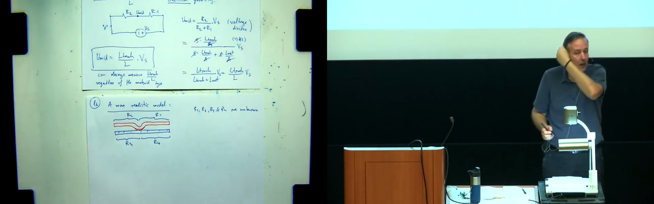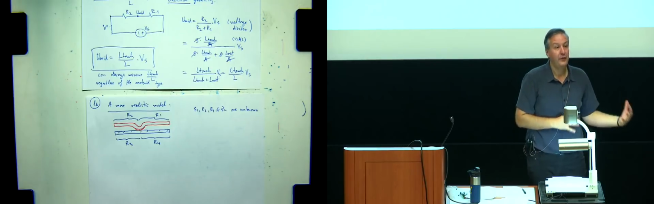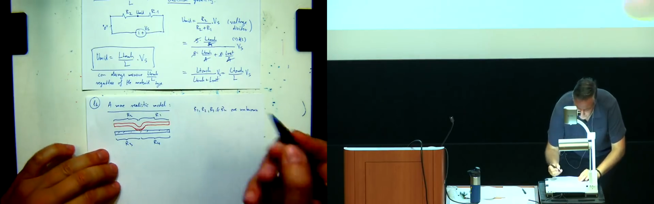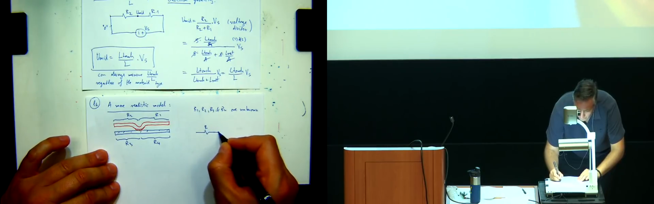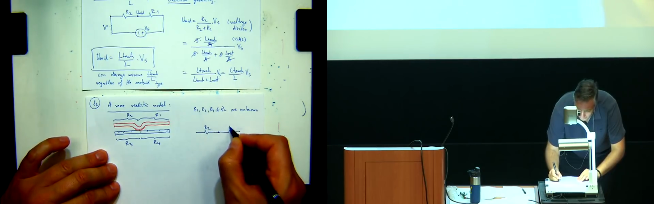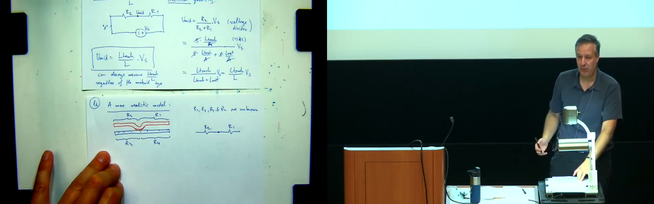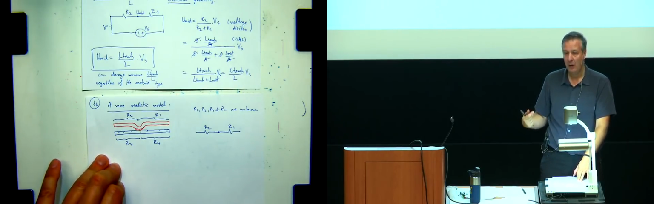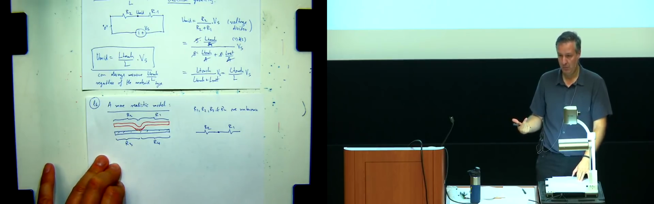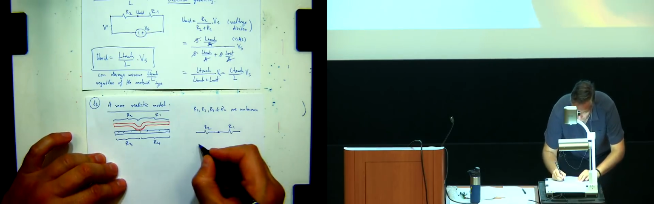So let me make a model out of this. That model has our R2, has our R1. That's what we did previously. Those are the two red ones. Now I'm going to add to this model the other two. So I'm going to just draw it. R3.